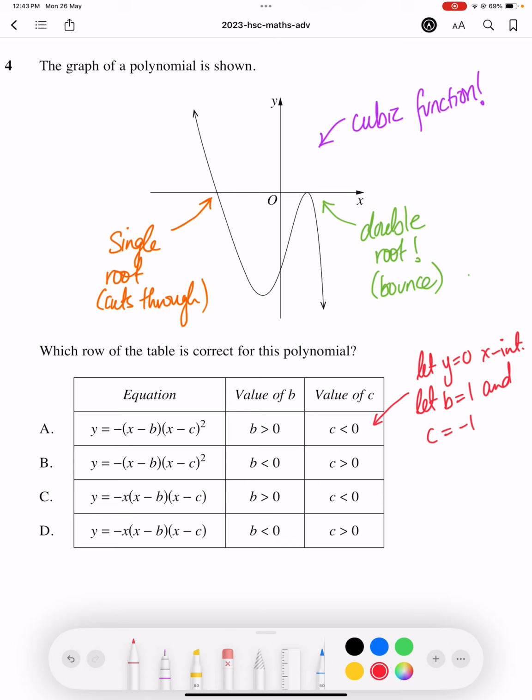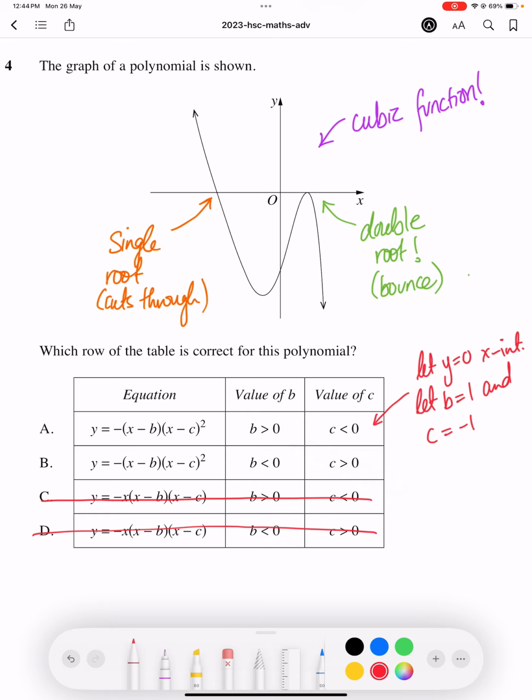And typically, when you've got a single root, your equation, when factorized, will have a bracket that is raised to the power of 1, whilst your double root will come from a bracket that is raised to the power of 2. So knowing that, we can rule out answer options C and D, which do not have that. Answer options A and B have equations that are exactly the same. And so the only difference between them is that the values of B and C are different.